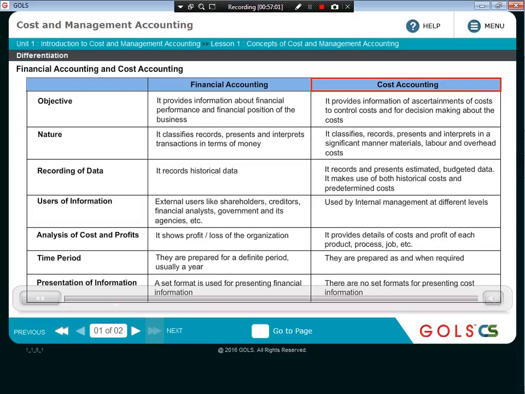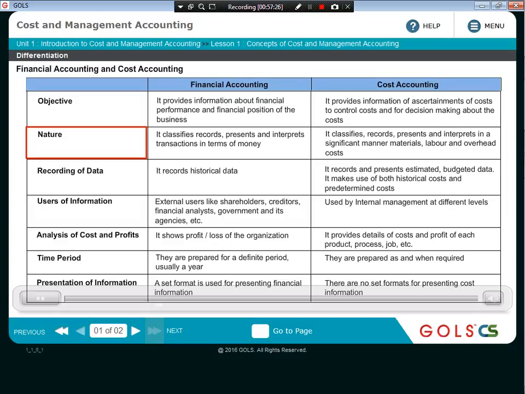The main objective of cost accounting is to provide information for the ascertainment of cost, to control the cost, and for decision making about the cost. So therefore, as I told you, in any organization, there will first be cost accounting, followed by financial accounting. It provides information about the ascertainment of the cost of a product or service, how to control that, and how to utilize it for decision making.